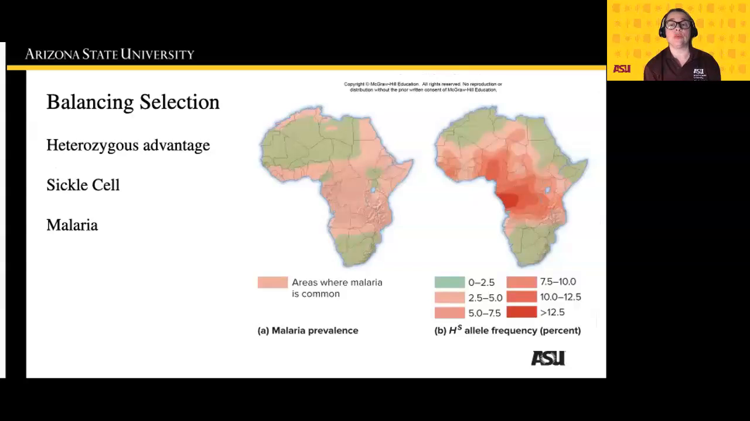Balancing selection is where the advantage is given to the heterozygous instead of another genotype. The quintessential example of this is seen in sickle cell anemia. Individuals with normal red blood cells carry oxygen freely through the blood. Individuals with sickle cell anemia have sickle-shaped red blood cells that are not good at delivering oxygen to the body, and often individuals will not live to reproductive age.